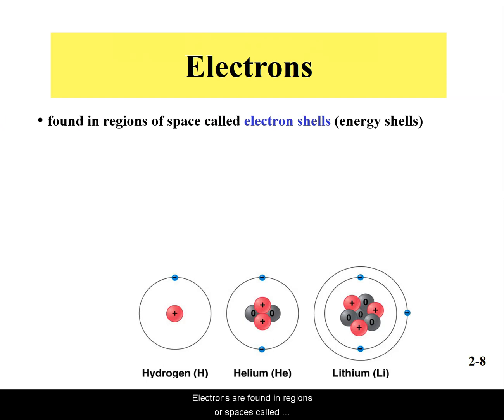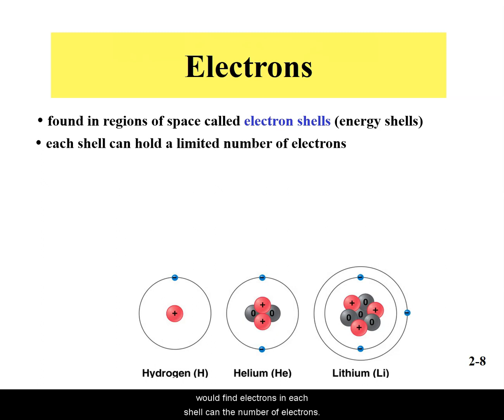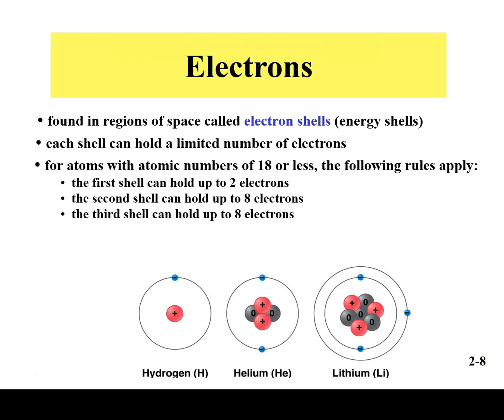Electrons are found in regions or spaces called electron shells, or energy levels. Each shell can hold a limited number of electrons. For atoms with atomic numbers of 18 or less, the following rules apply. The first shell can hold up to 2 electrons.